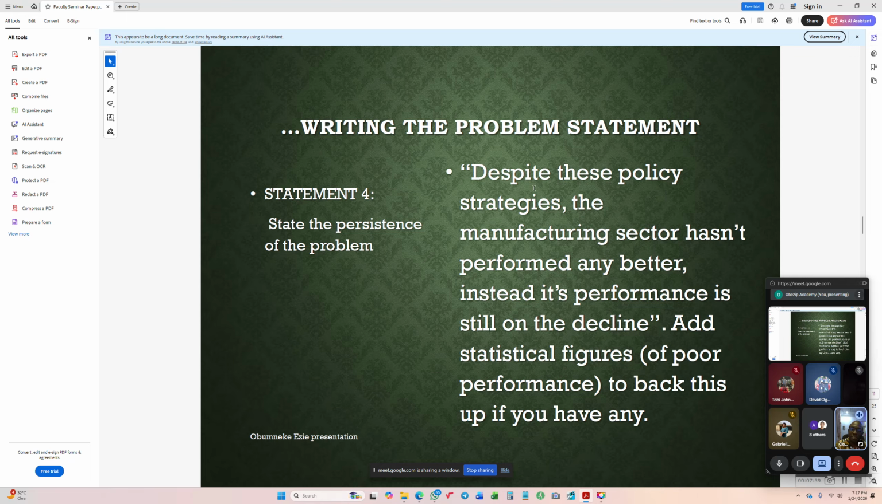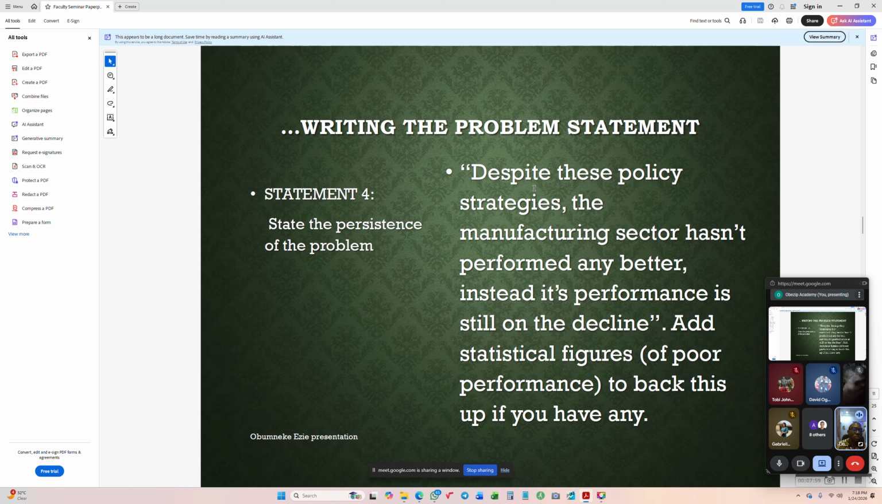Right. Now, the next statement will be, how come the problem still persists? We state the persistence of the problem. We can say that despite these strategies, the manufacturing sector hasn't performed any better. Instead, its performance is still on the decline. We can add some statistical figures to back up our claims, right, from various sources.